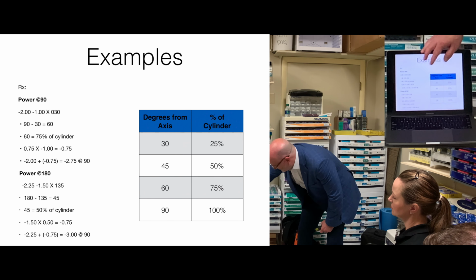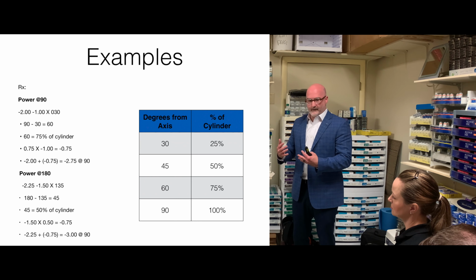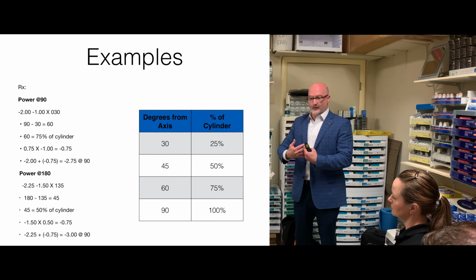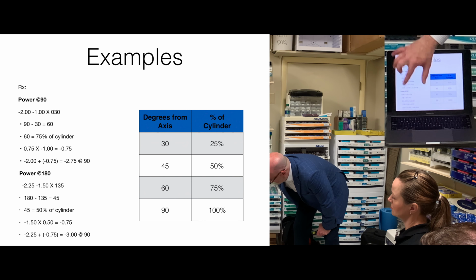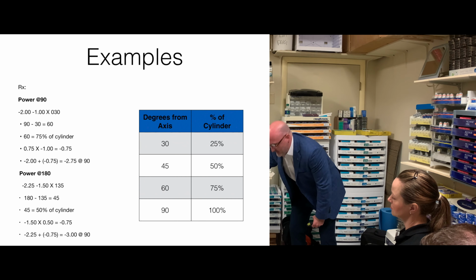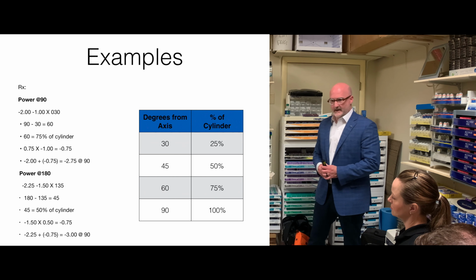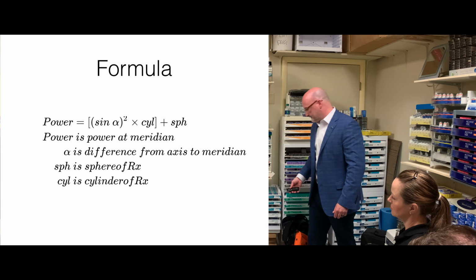So power at 180. So if our prescription is 135, how far is 135 away from 180? So 180 minus 135 gives us 45 degrees. We know that 45 is 50% of our cylinder. So we're taking 50% of our cylinder. Our cylinder is 150. So half of 150 is 75. Now I'm going to add that 75 back to that sphere power. So now we've got a total of -3 at 180. That should be right, not 90.